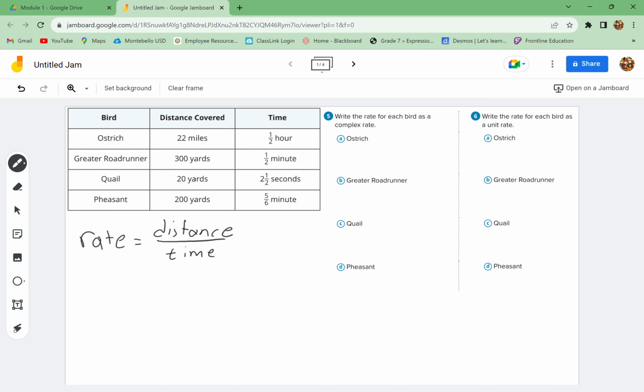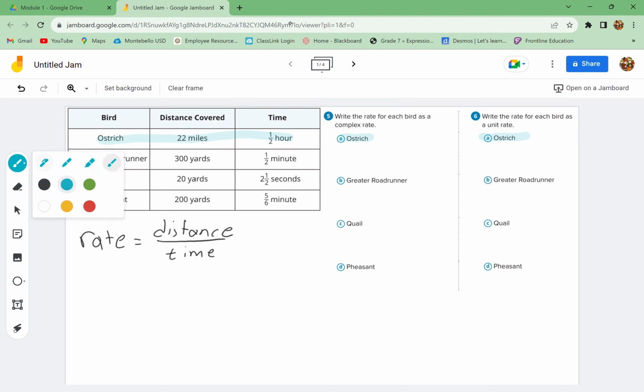So distance over time. For example, let's say we want to focus on the ostrich first, right? So we're going to focus on the ostrich right there. If you notice here, the distance it covers is 22 miles in a half an hour. Looking at our instructions, it wants you to set up a complex rate. So just keep in mind it's distance over time. That's how you find rate.